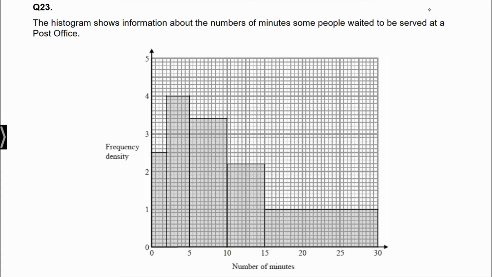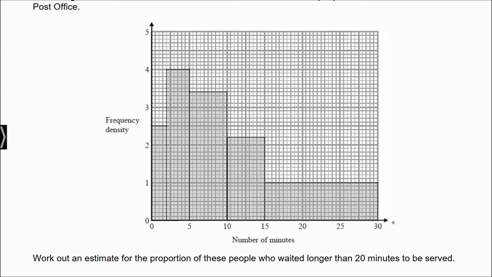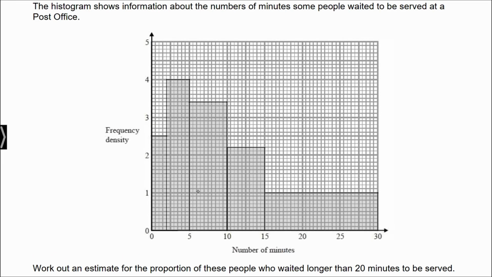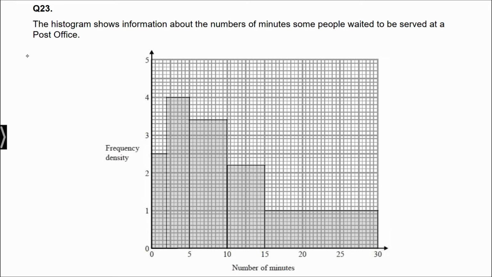In this question, we are given a histogram which shows information about the numbers of minutes some people waited to be served at a post office. And the question is to work out an estimate for the proportion of these people who waited longer than 20 minutes to be served. Now, one thing you have to remember about histograms is that the area of each bar represents the number of people.